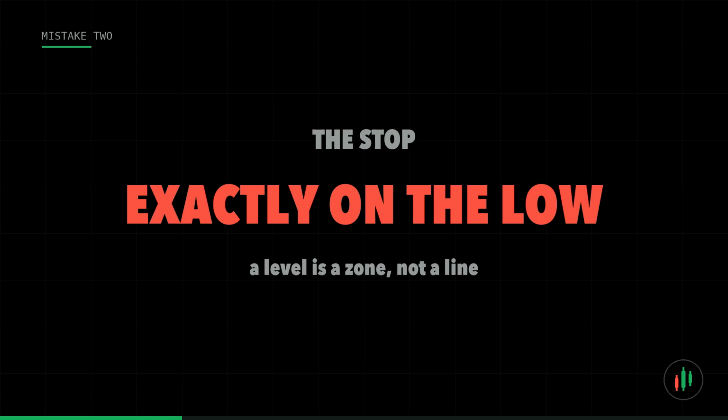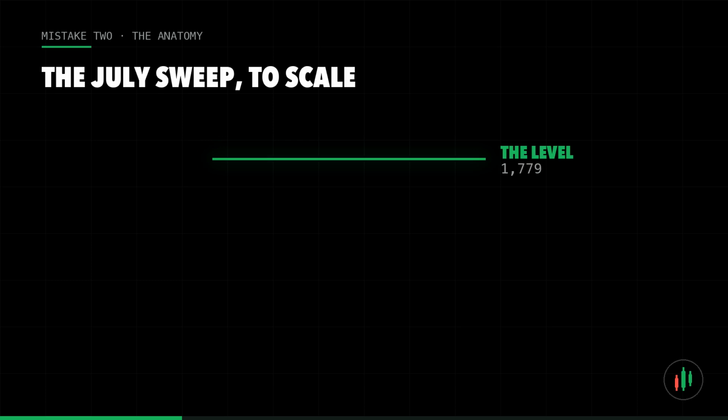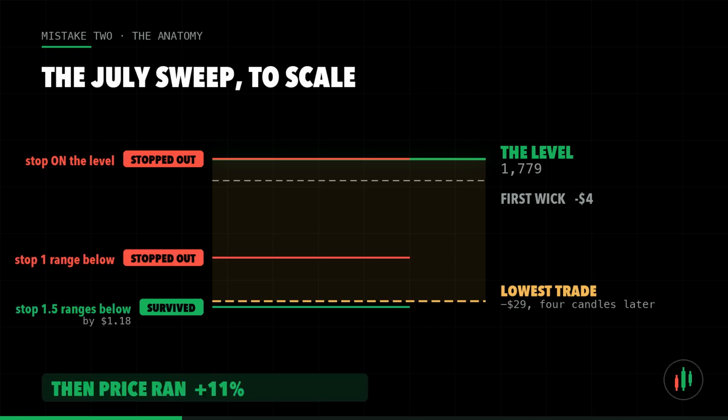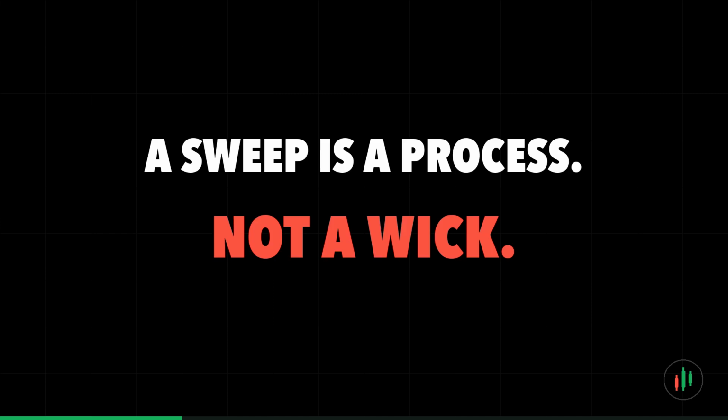The second is placing the stop exactly at the low, touching it. People do this because it feels efficient. The smallest possible loss if you are wrong. But a level is not a line, it is a zone. Here is the July example again, and watch how long it takes. The first candle through the level went $4 past and closed back above it. If you were watching, that already looked like the sweep was finished. It was not. Price kept probing for another day, and the lowest trade came 4 candles later, $29 below the level. Then it turned and ran 11%. So a sweep is a process, not a wick, and a stop sitting inside that process gets taken out early and misses everything that follows.